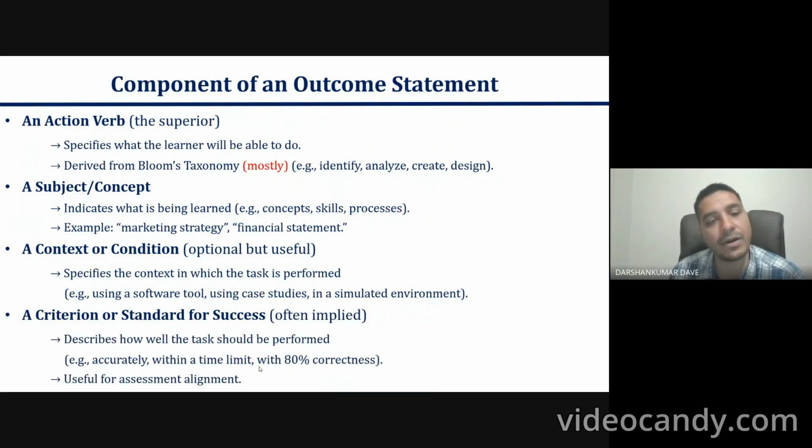Next is a criterion or standard for success. Often implied. Majority of the outcome statements do not include this part, but they are implied. Right? What is this? The criterion or the standard of success is a tool that describes how well the task should be performed. For example, when I say my student should be able to solve a complex engineering problem using the simulated environment, up to 80% correctness, that means I am giving a relaxation of 20%. My students are relaxed for 20%.